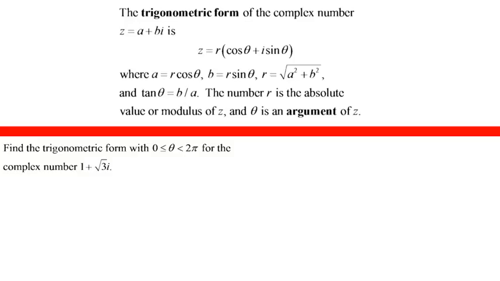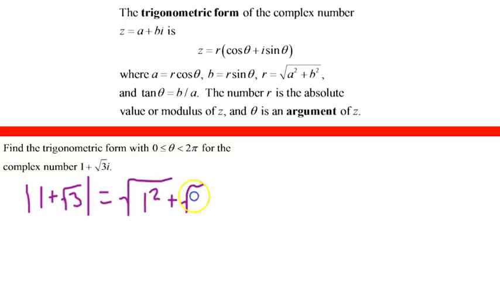the argument of z. In this example, we want to find the trig form with theta between 0 and 2 pi for the complex number 1 plus radical 3i. The first thing we should do is find the r value, which is the modulus, or the absolute value. So we're going to take the absolute value of 1 plus radical 3i, which is equal to the square root of 1 squared plus radical 3 squared.